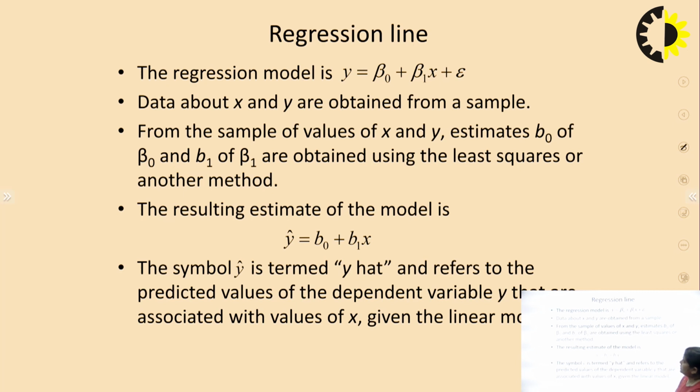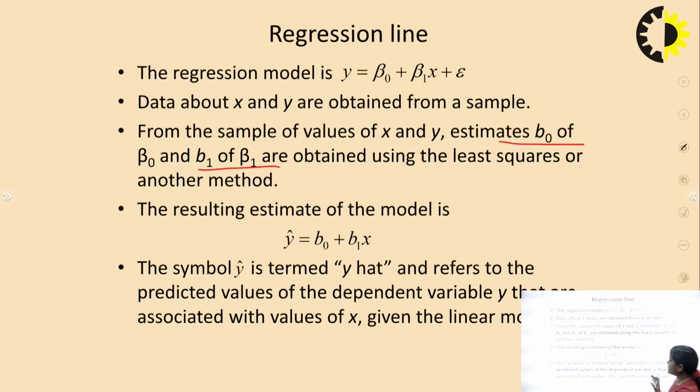Now, the regression model I had already explained, and data for x and y can be easily obtained from a sample which is initially given. For any data analysis, you are initially given a certain set of input data. So, data about x and y are obtained from a data sample. From that sample of values of x and y, we have to estimate b0 of beta naught and b1 of beta 1, using the least squares method, or we can also use any other method for this estimation.